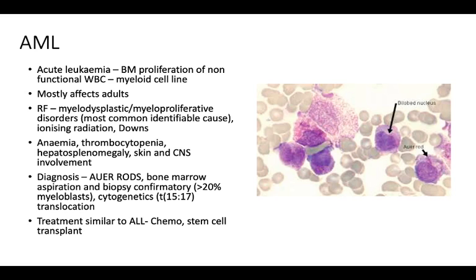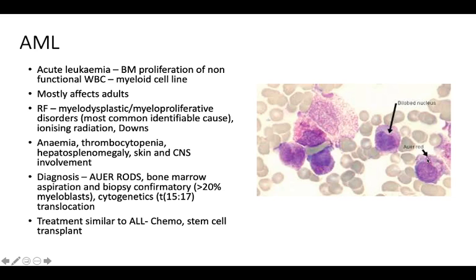Patients, again similar to ALL, might have the anemia, the thrombocytopenia and the hepatosplenomegaly, but what's different in AML is that they might also have skin and CNS involvement. When you look at a film, you will be able to see something called Auer rods. So in this film, there is a little line coming off here. These are cytoplasmic inclusion bodies, and you only see these in AML.